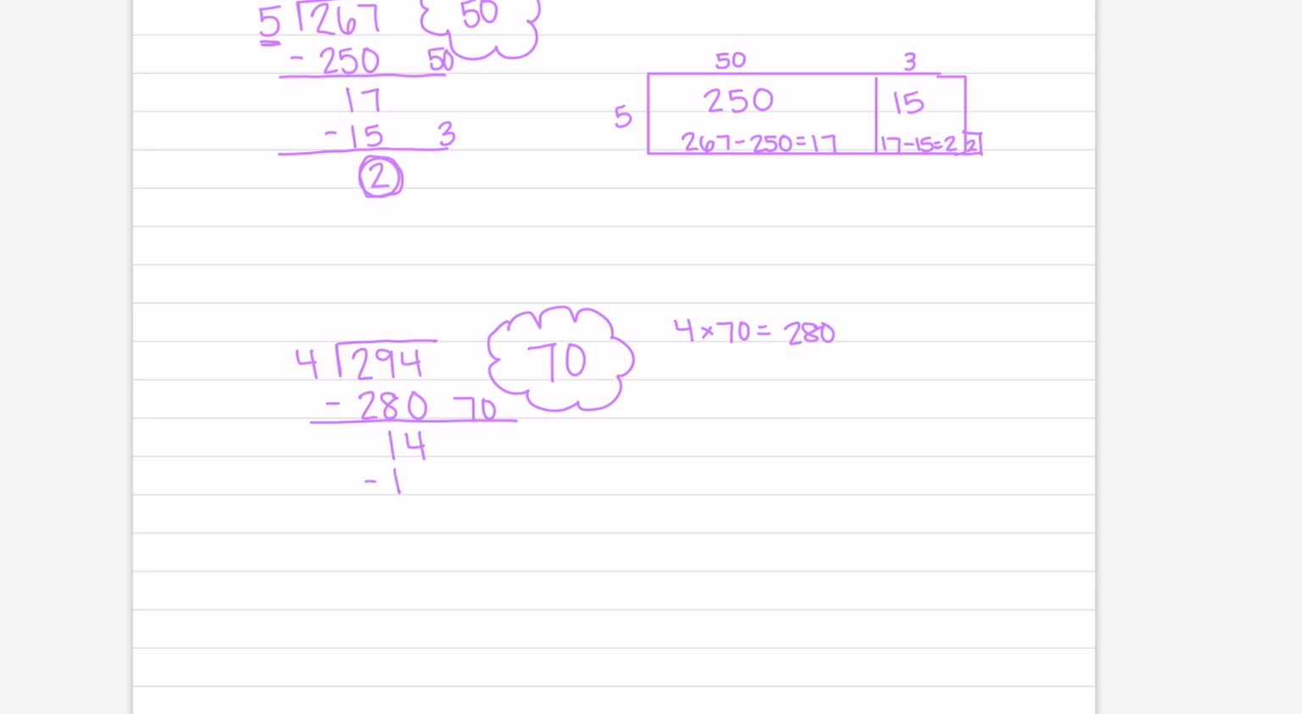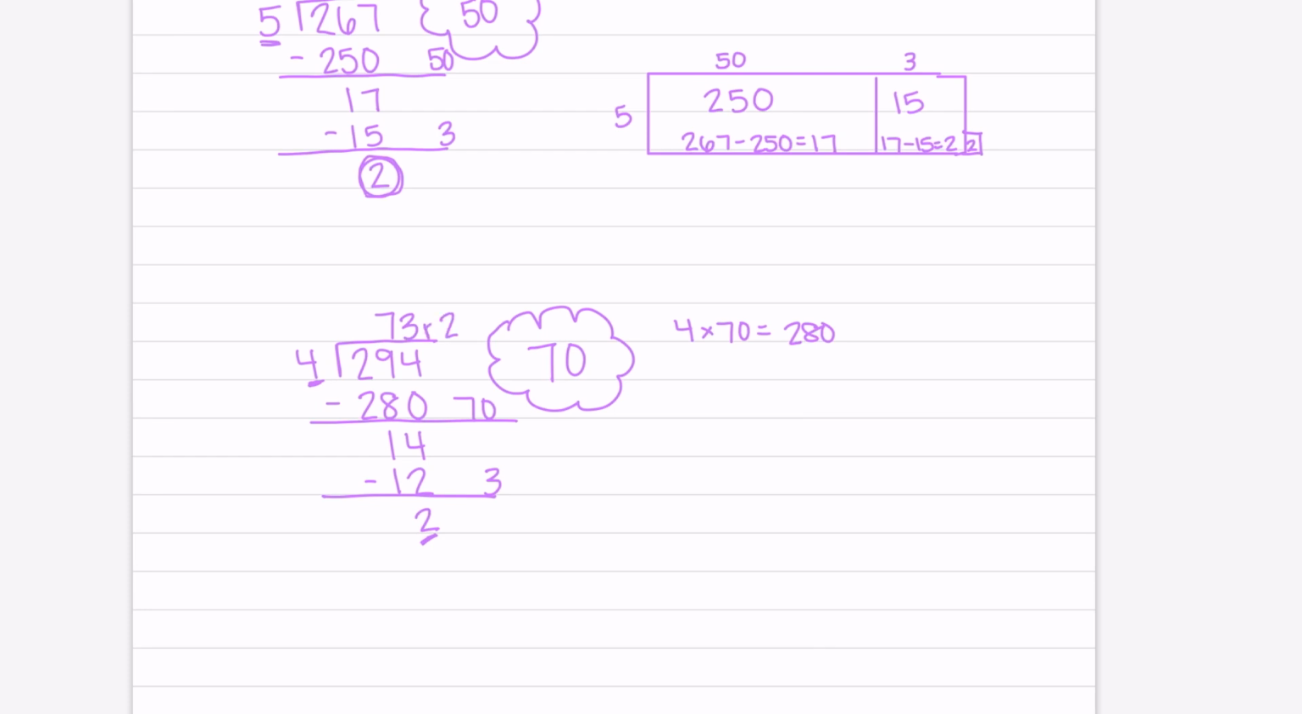I know that 3 times 4 is 12. It's my 3 groups of 4. And 14 minus 12 is 2. My divisor, 4, is larger than what's left, so I know this is my remainder. So I have a quotient of 73, remainder 2.